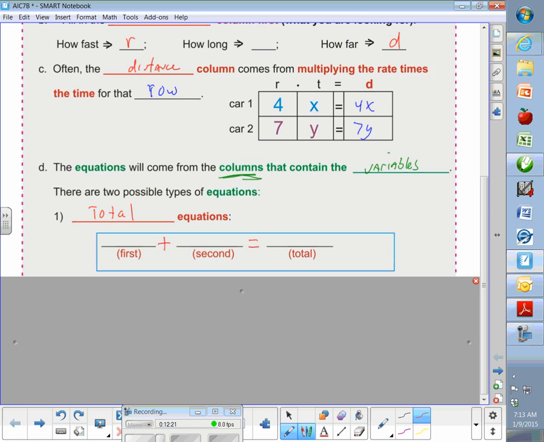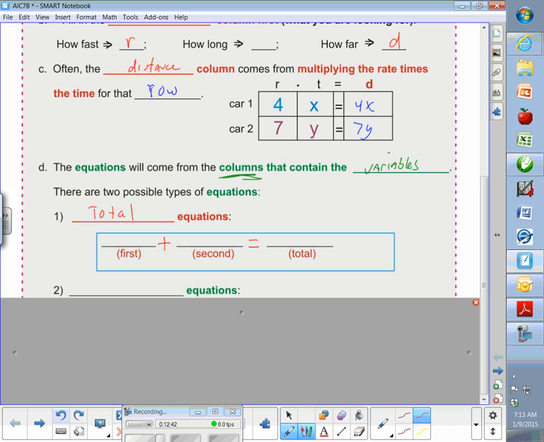Isn't that how you total things? Add up what you got. For totaling, we're going to add the first and the second. Okay, and I'll show you how to fill in the blanks there when we get to an actual problem, but that's the template. Anytime you have a total equation, that's your template. Every time. And I'll show you how to figure that out when we get to a problem.